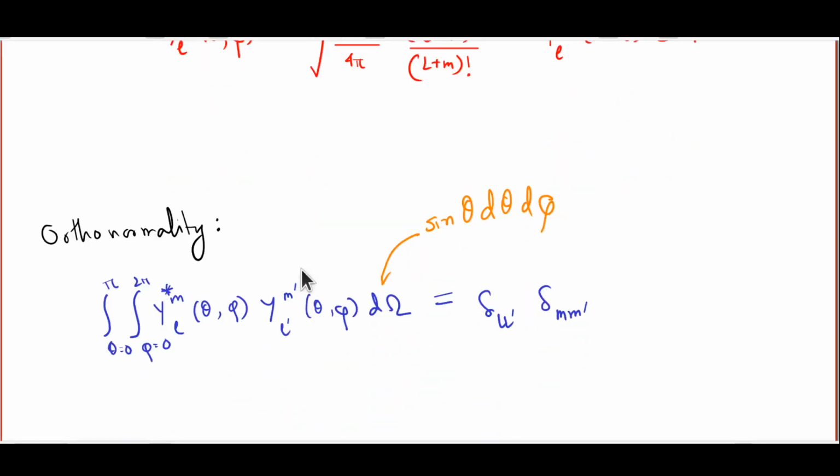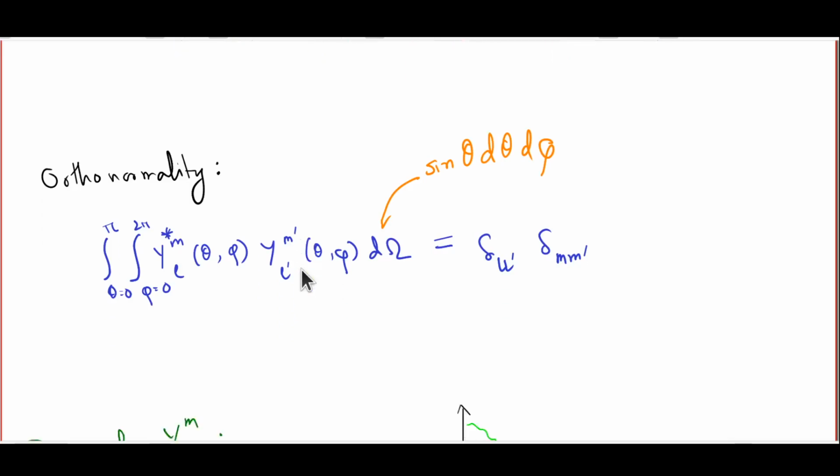Another very important and interesting property of the spherical harmonics is exactly how it responds to parity operation. Remember, under parity, r vector goes to minus r vector, which means the angles theta and phi change. So the question is, what happens to spherical harmonic, which is a function of theta and phi, when you carry out the parity operation?